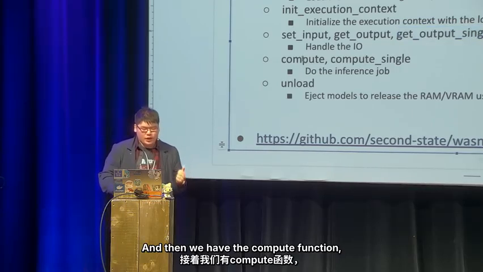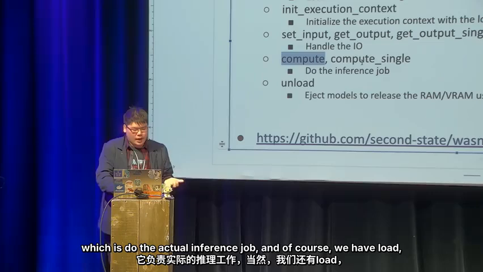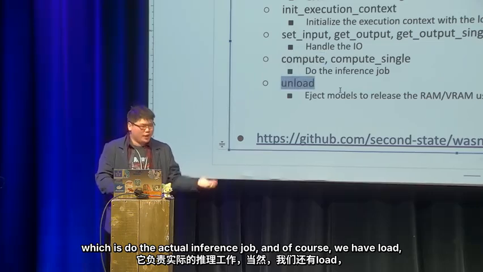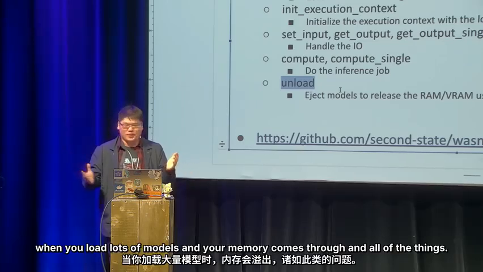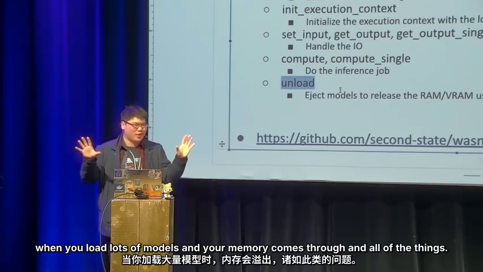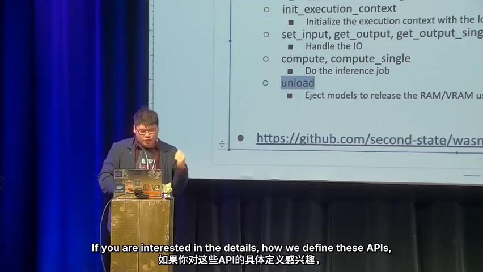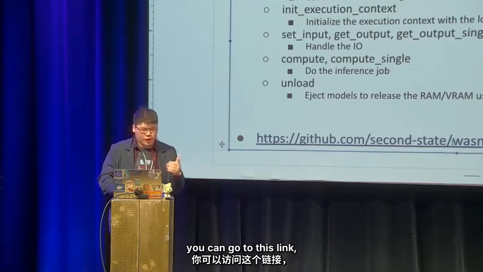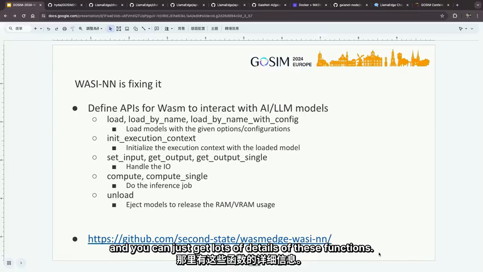And then we have the compute function, which does the actual inference job. And of course, we have load, so we must have unload. Otherwise, when you load lots of models, your memory will be constrained. If you are interested in the details of how we define these APIs, you can go to this link, and you can get lots of details of these functions.